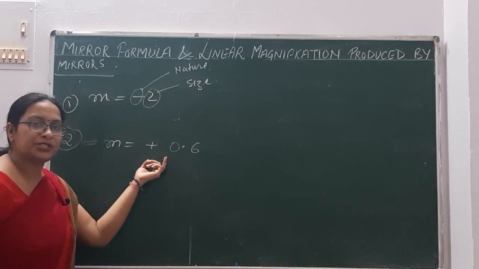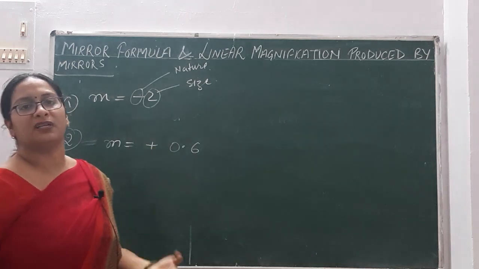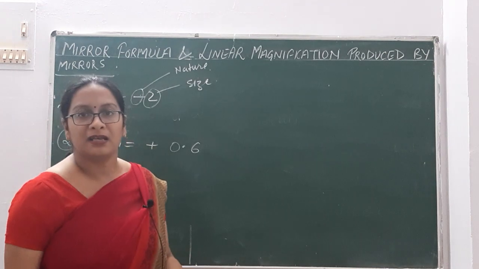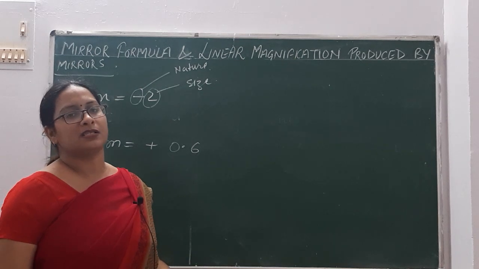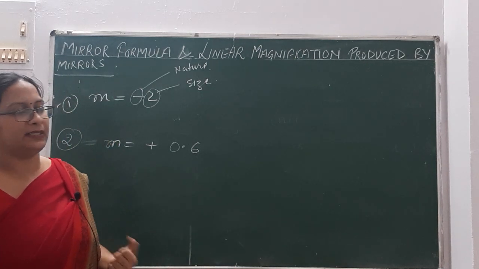Children, if the magnification is +0.6, what does it mean? It means that the nature of image is virtual and erect and it is smaller than the size of the object. Sometimes it is asked that it is a magnification produced by one spherical mirror, name the type of mirror. So it is a situation of convex mirror, because convex mirror always forms virtual images and the image formed by convex mirror is always diminished or smaller than the size of the object.